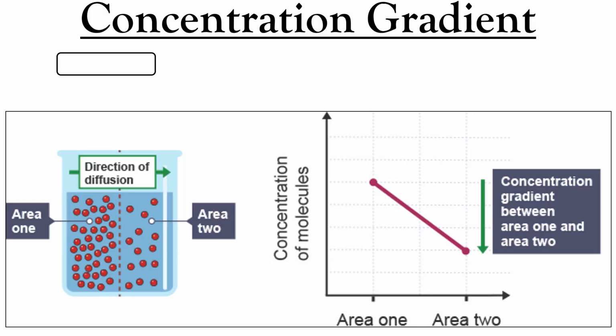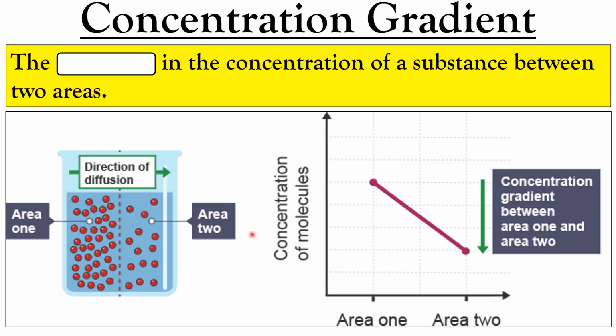Now, in order for movement to occur across membranes, you need something called a concentration gradient. And a concentration gradient is simply the difference in concentration of a substance between two areas. So if you imagine in this diagram on the left, that is the cell membrane. On the left-hand side, you've got a high concentration of this red atom or substance or whatever it is, and on the right-hand side, you've got a lower concentration. So a concentration gradient exists here.